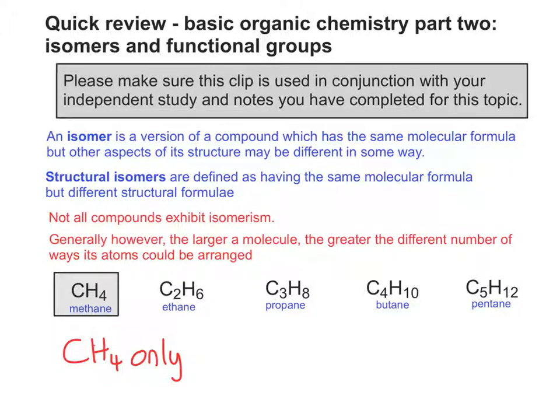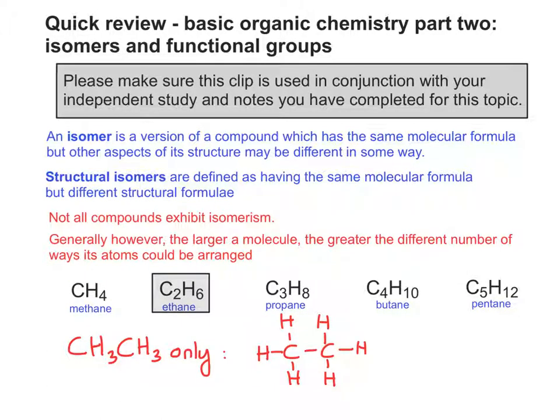So starting with methane, you can only write it as CH4. And you can write out its displayed formula to prove that. Likewise, you can do the same for ethane. There's only one way really of representing 2 carbons and 6 hydrogens.